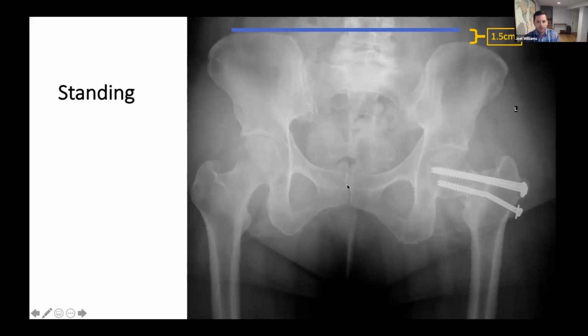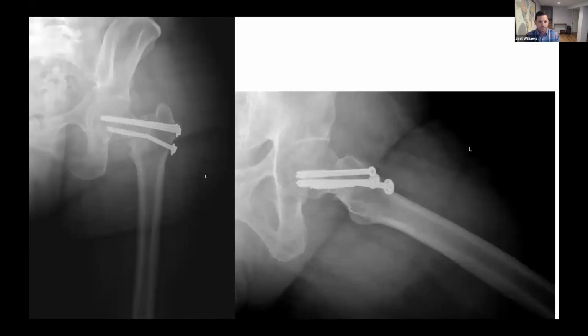If the hips and knees are fully extended on the standing film and you see an obliquity as shown here, you can measure the difference. In this case, it's 1.5 centimeters at the crest, or you can use the sourcils, the centers of the femoral heads, whatever your bony landmark of choice is. I think you should also include a standing AP of the hip and some sort of lateral.